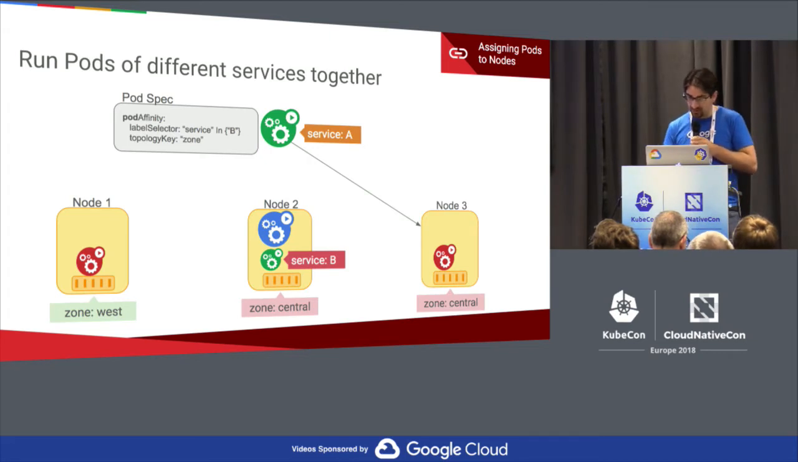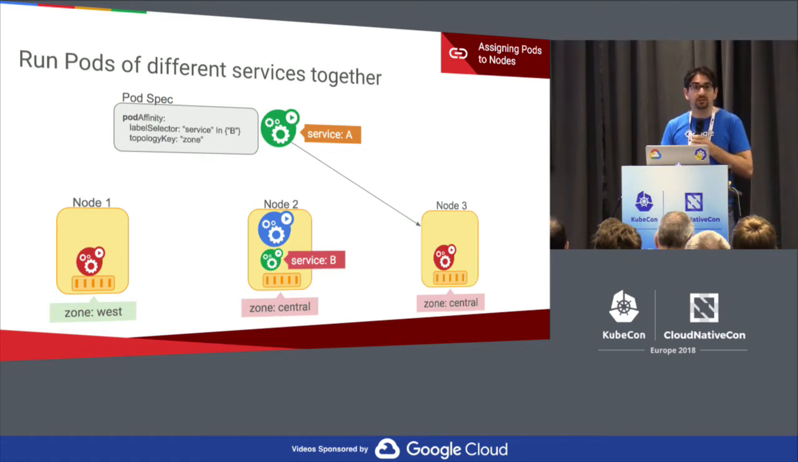So here we can see that the central zone has service B on node 2, but node 2 is out of resources in this example. And so node 3 is in the same zone, and therefore the pod can be scheduled.